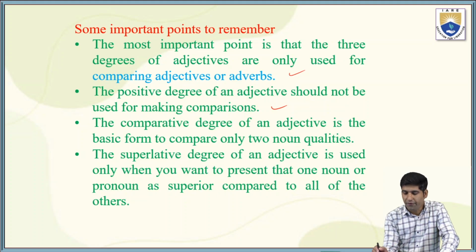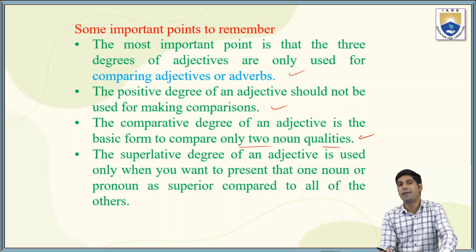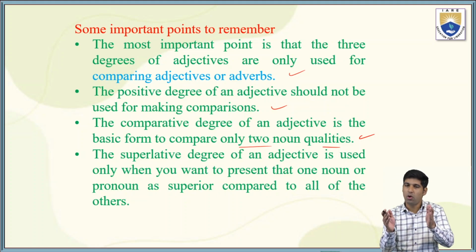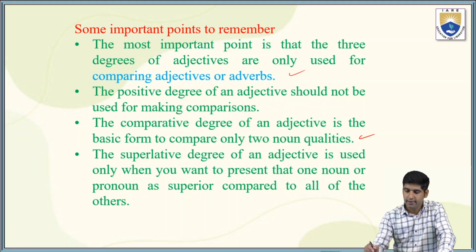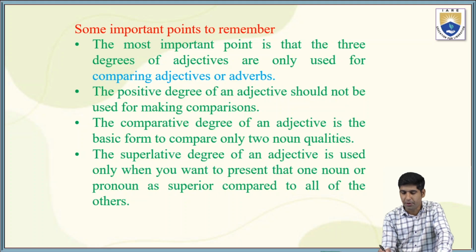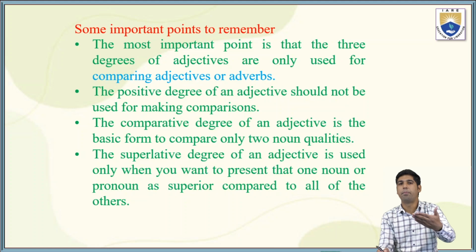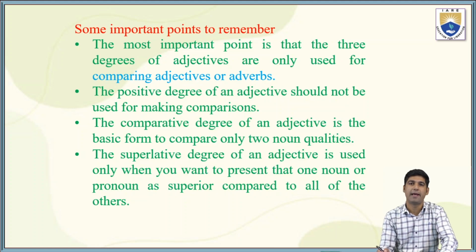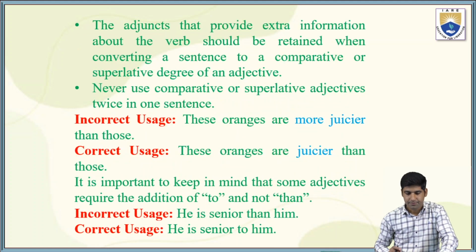The comparative degree of an adjective is the basic form to compare only two noun qualities. Comparative degree is that degree which can make comparison only between two things, objects, places, etc. Then the superlative degree of an adjective is used only when you want to present one noun or pronoun as superior compared to all other nouns. So for more than two nouns or pronouns, we use the superlative degree.